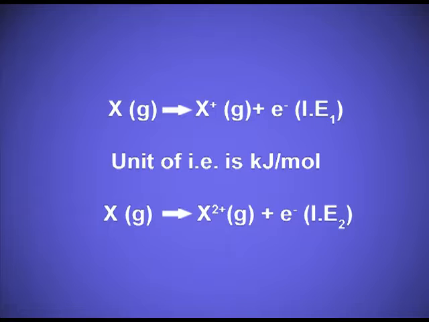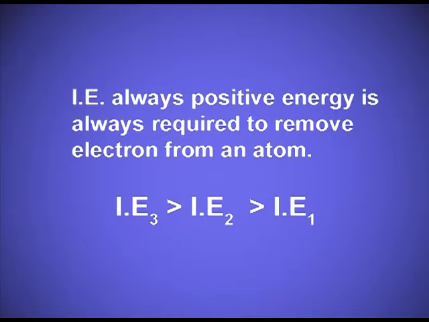If we want to remove one more electron, then that ionization energy is known as the second ionization energy, and when we remove the first electron, that is known as ionization energy 1 or first ionization energy. Ionization energy is always positive because we always need energy to remove the electron. Ionization energy 3 means the third ionization energy.